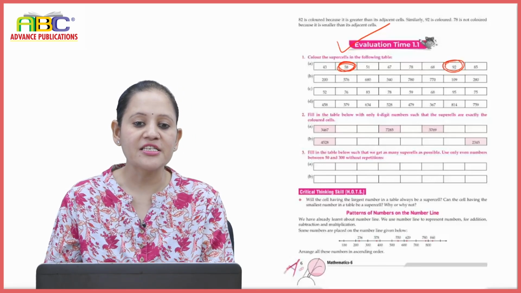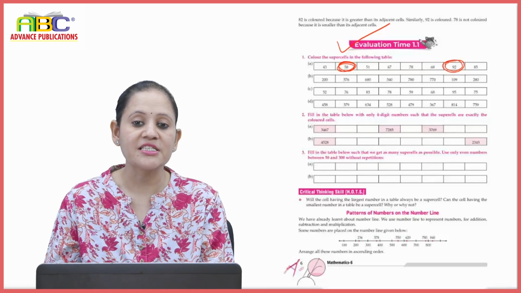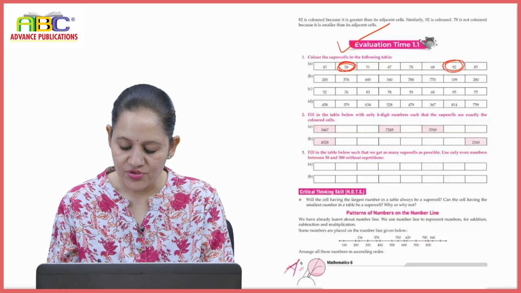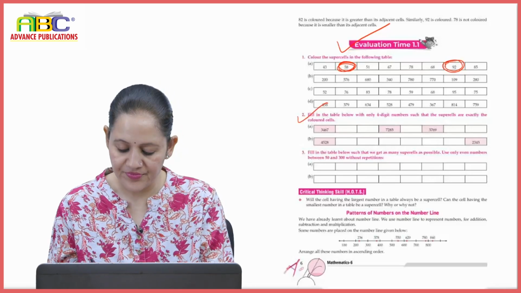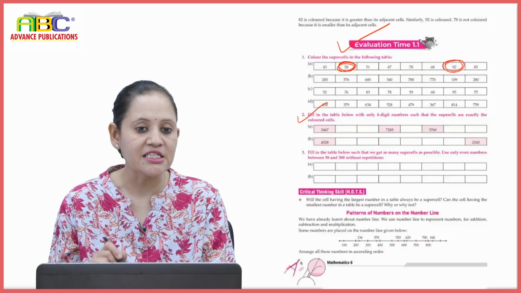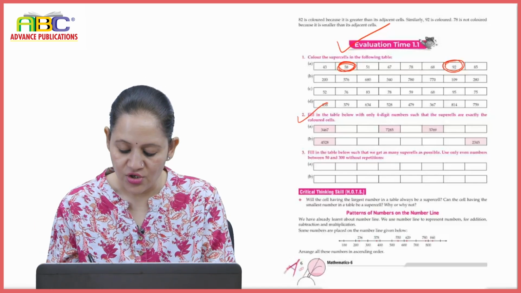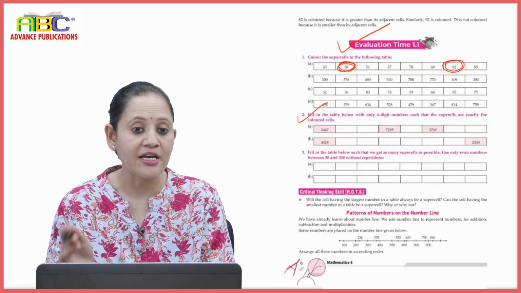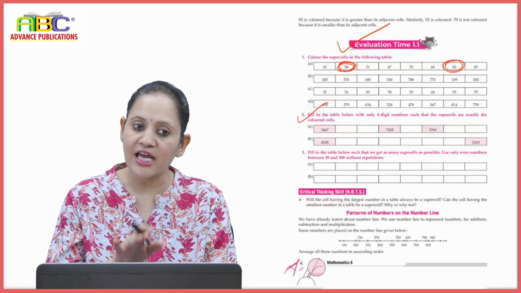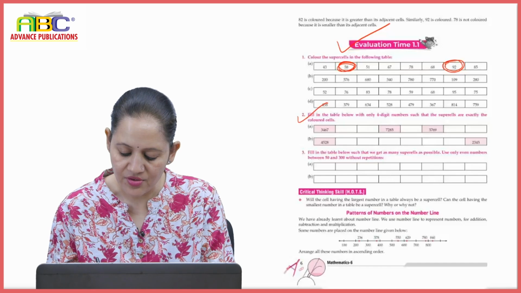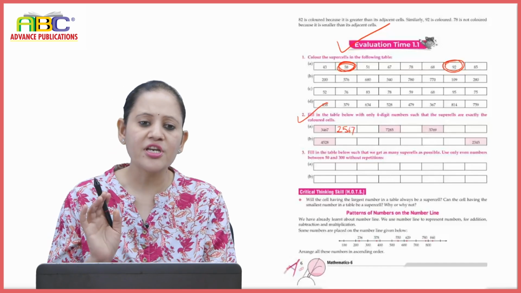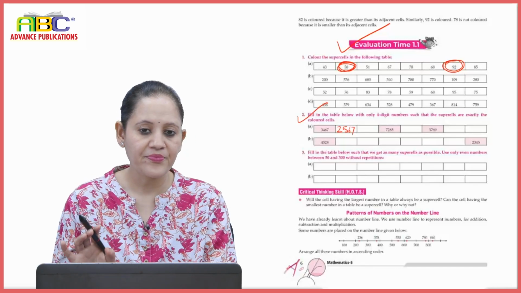Next, fill in the table with only 4 digit numbers such that the supercells are exactly the colored cells. So you have to fill it in such a way that these become supercells. The number is 3467. So whichever number comes here should be a 4 digit number and less than the given number. So it could be 2567. You can write any random number. Clear?